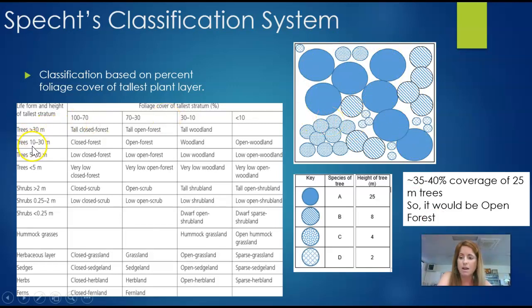And so if we do that, remember that we're in the 10 to 30 because these trees are 25 meters high, and it's 35 to 40% coverage. And so we're going to say that it's an open forest. Hopefully that helps you. The more you do these, the easier they get. So you could get them as if it was a transect, or you could get them like this. You could even get a combination of those two.